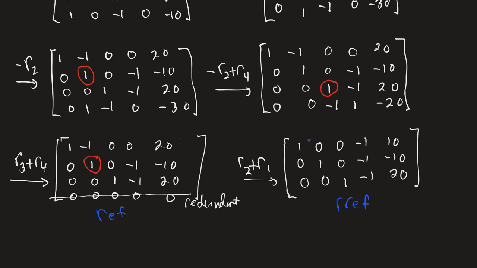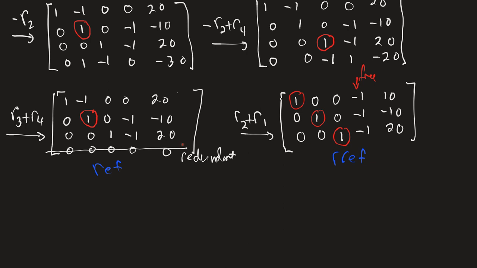And remember, we have 4 variables, but only 3 pivots. So what this means is that the variable that corresponds to this column is free. And that happens to be x4. So this means we have to use our parametric solution. Let x4 be equal to t, any real number.